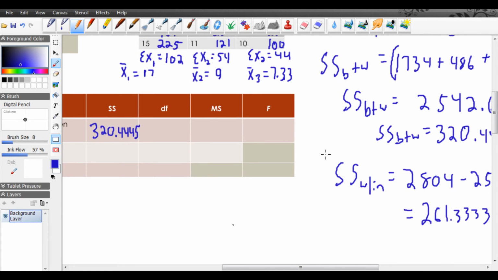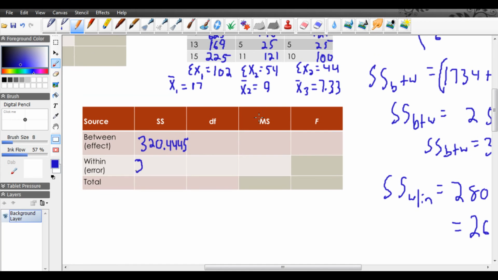Alright, so now we have our sum of squares within, 261.3333, which we can add to sum of squares between to get our total, which gives us 581.7778. So our total sums of squares is 581.7778. 320.445 is how much of that is estimated to be from between group variance or effect variance, and 261.3333 is what's estimated to be from within or error variance.